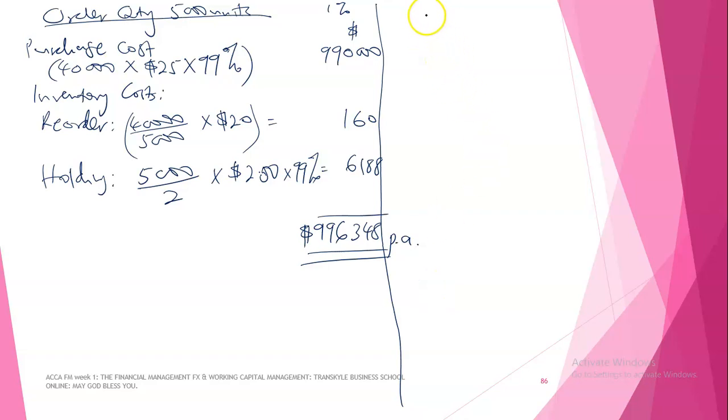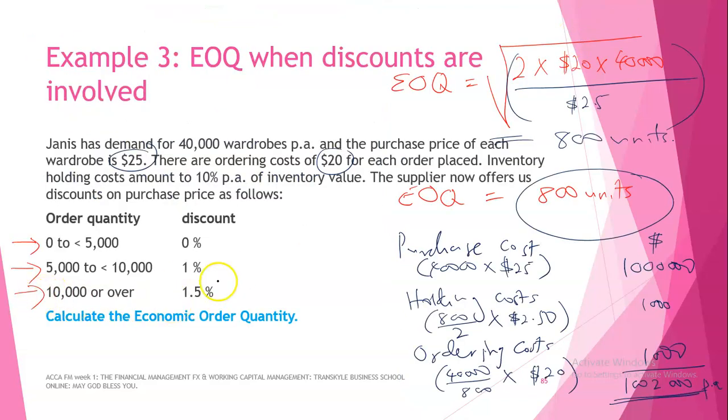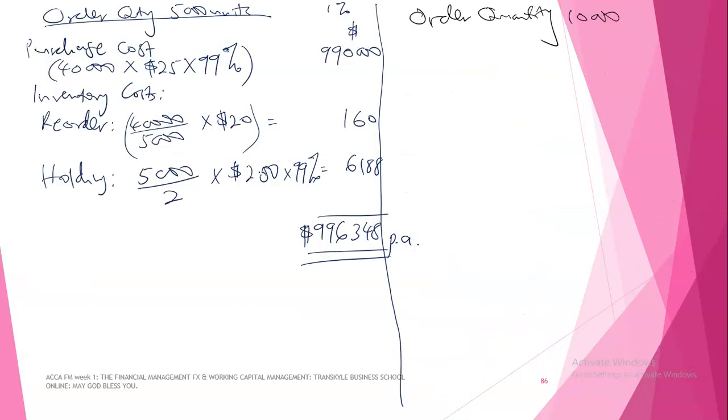Okay, now the order quantity for the next level is 10,000 units. As you can see there, if we purchase 10,000 or above, we are entitled to a 1.5% discount. So that makes our job easier. Okay, so we just have to follow what we did. In this case, we are entitled to a 1.5% discount.